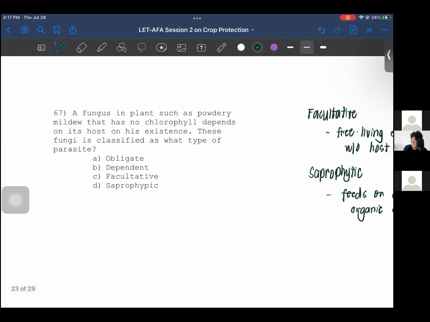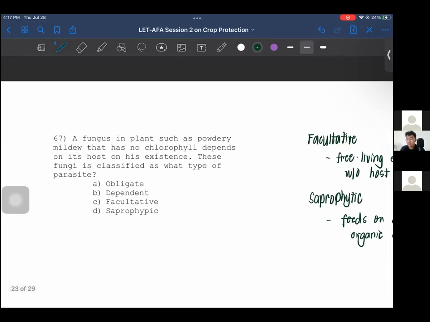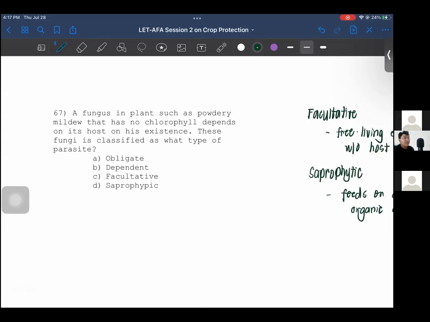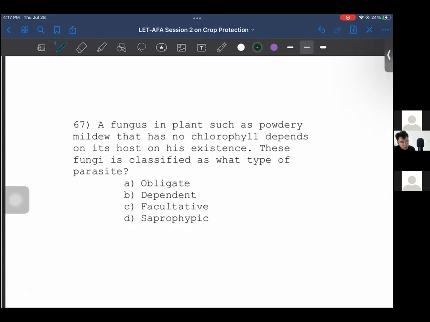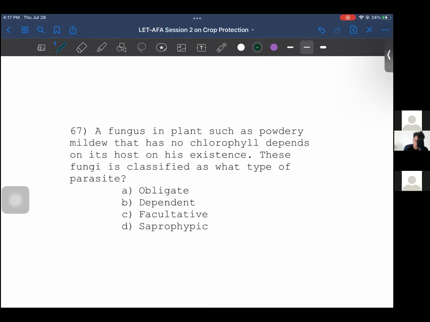Okay, so number 67. A fungus in plant, such as powdery mildew, that has no chlorophyll, depends on its host for its existence. This fungi is classified as what type of parasite? Okay, so we have here obligate, dependent, facultative, or saprophytic. I want you to be familiarized with these terms.